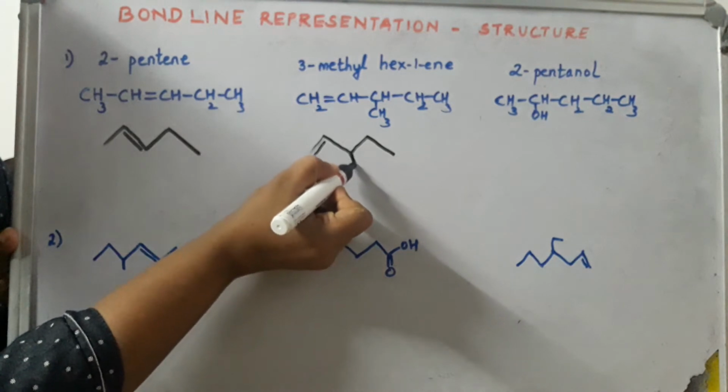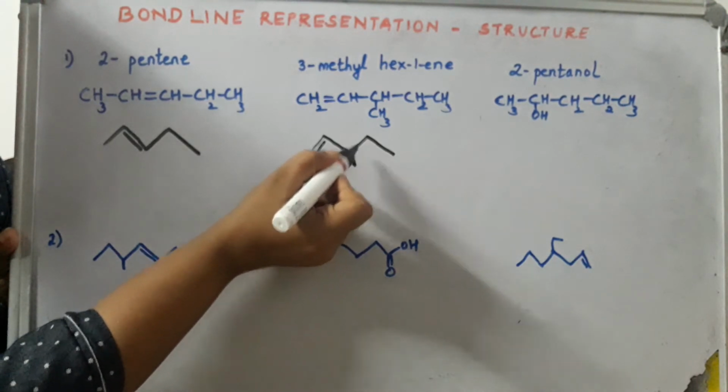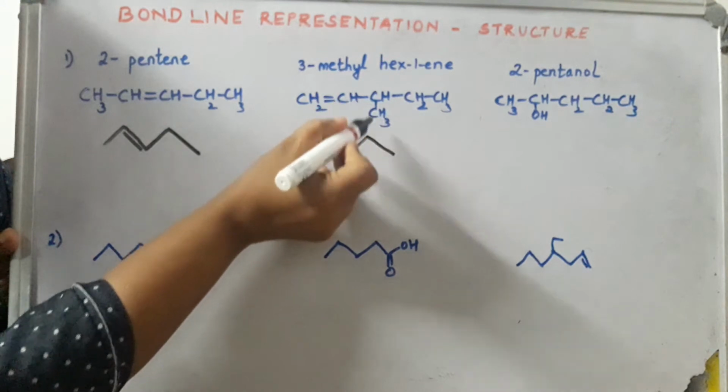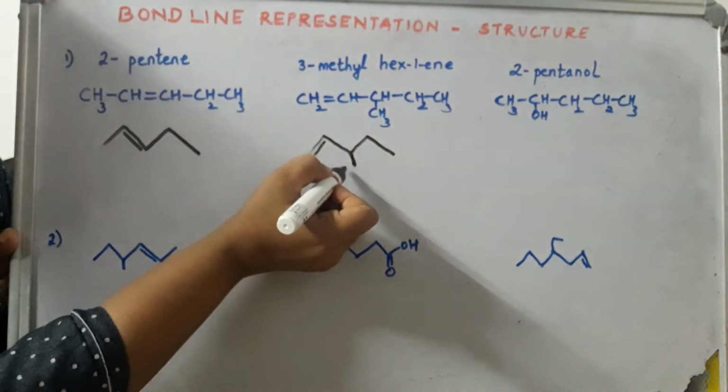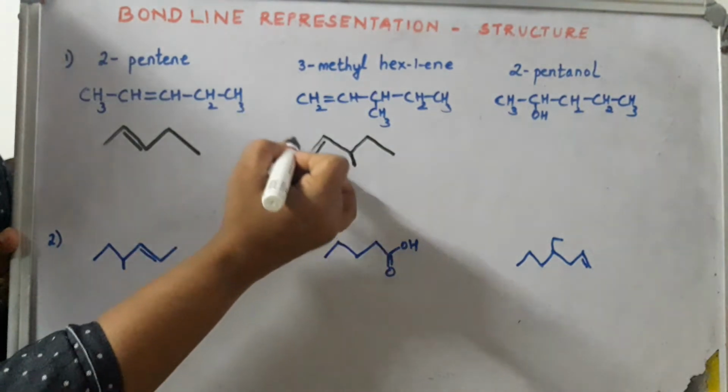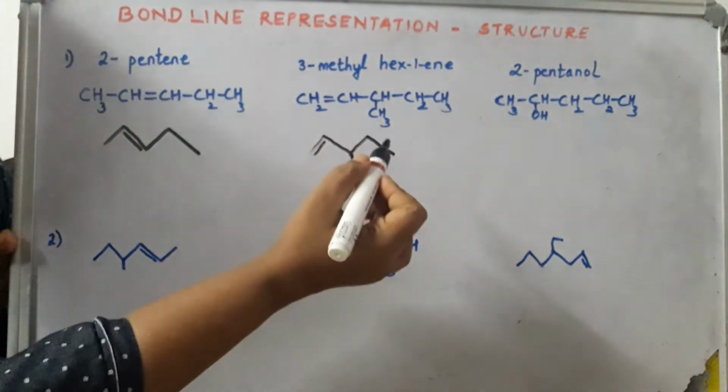A single bond represents the CH3 group, because this is a bond between these two carbons, and it is understood that the necessary hydrogen is there on that carbon. So this is how we represent 2-methyl-hexene.